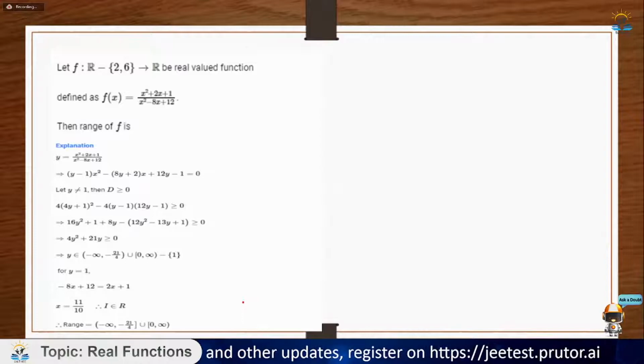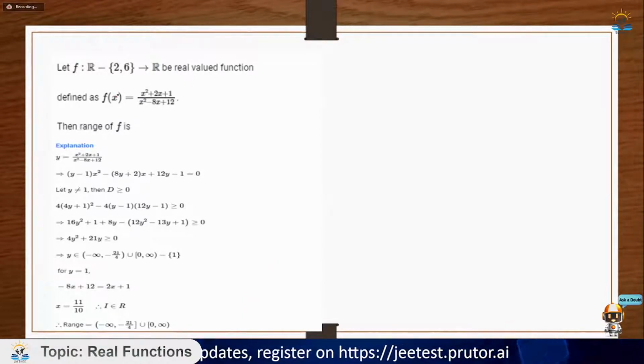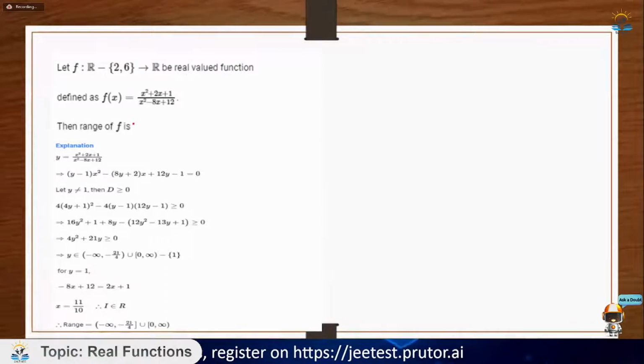So what is given here? It is given to you that f(x) is this thing and you need to find the range of f.